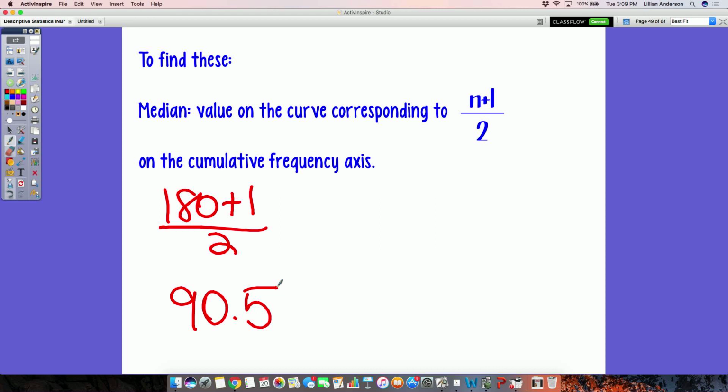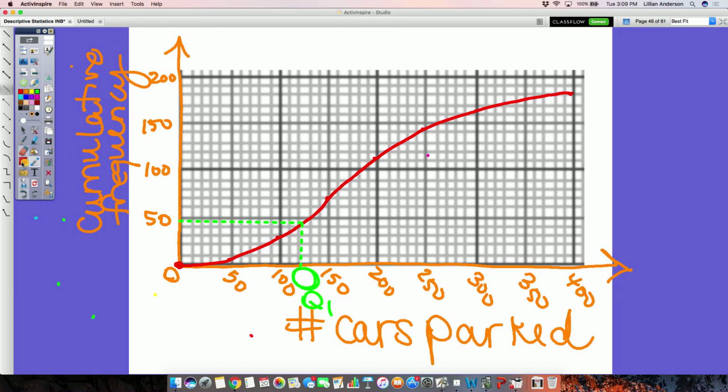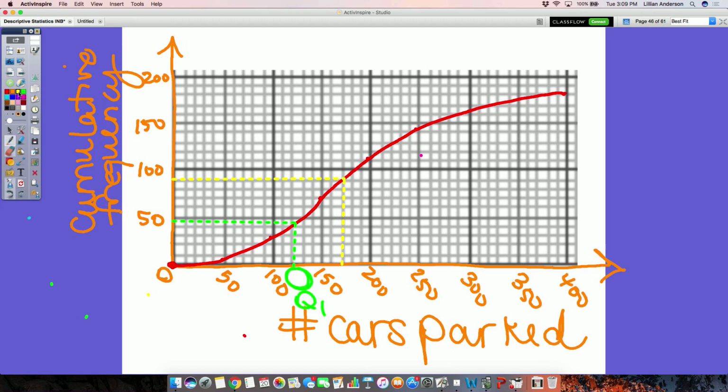So what do you do? You go back to your curve. You go to 90.5, which is really close to the 90 mark. See where it hits your curve, and then drop down a perpendicular line to see where it hits your x-axis. Then that value is your median.